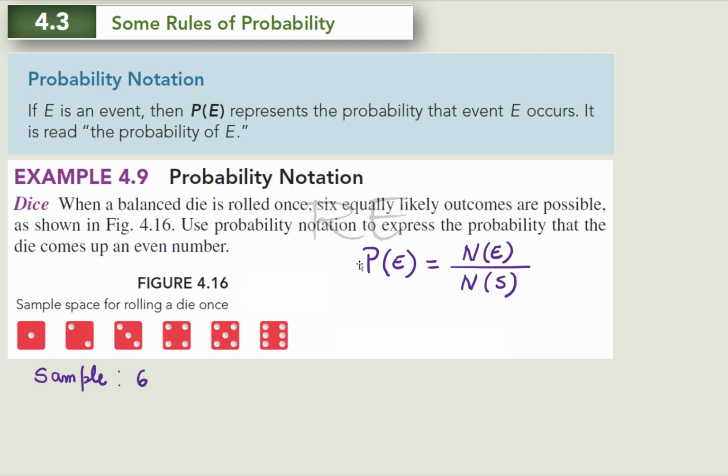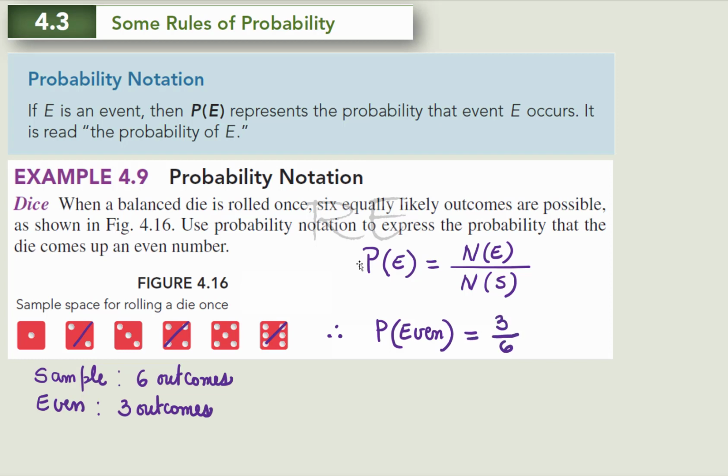Let's look at the sample space. We have 6 outcomes when the die is rolled once. Out of those 6 outcomes, 3 of them, 2, 4, and 6, are even outcomes. Now, the probability of coming up with an even outcome when the die is rolled once is 3 over 6, which is 0.50 or 50%.